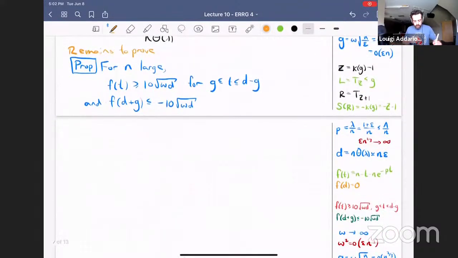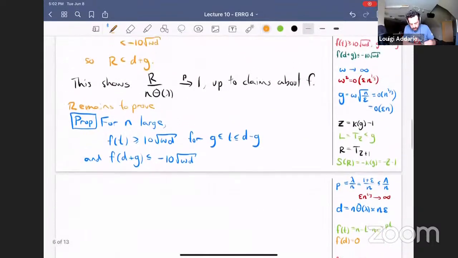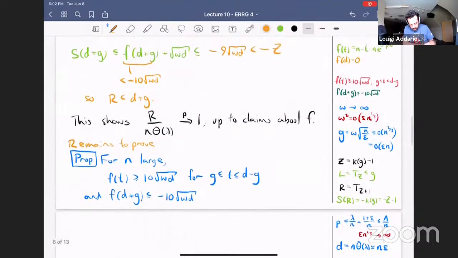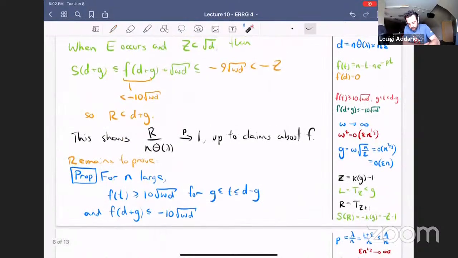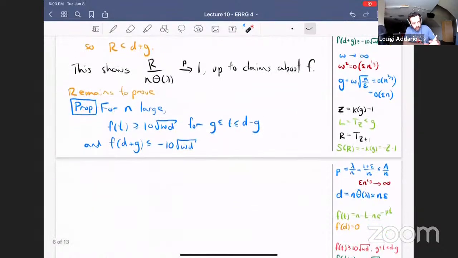So we have some information about F already. We know that this is the definition of F: n minus t minus n e to the minus pt. We know that f of d is 0. That's just by plugging in d. If you plug in d, which is n theta of lambda, you precisely see the identity for the Poisson survival probability that we've used before come out. So those I won't reprove.